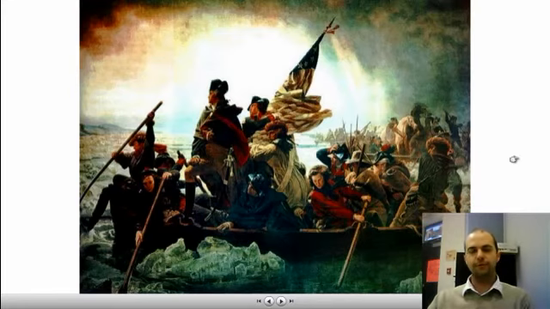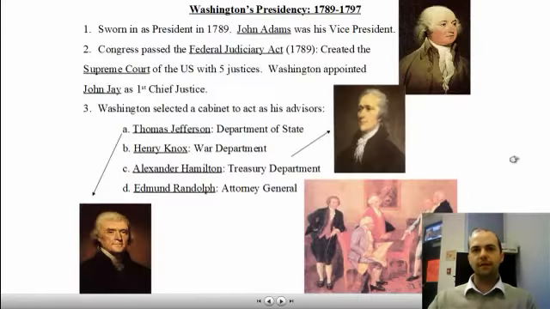Here's a picture of George Washington in his younger years in 1776, crossing the Delaware and attacking the Hessians. And then we have Washington's presidency from 1789 to 1797. So he was sworn in as president in 1789, soon after the Constitution was ratified.